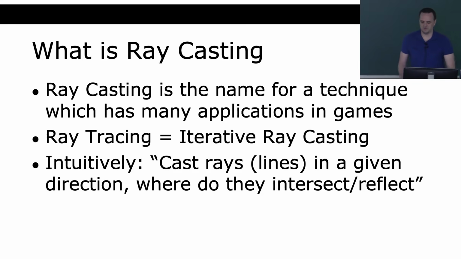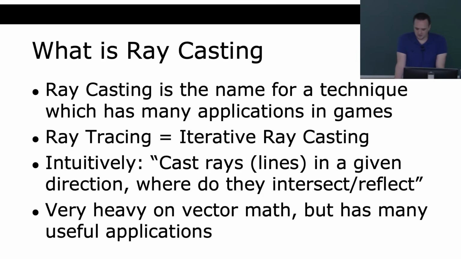So intuitively, ray casting is I'm going to cast some ray, meaning a straight line, in some direction. And where does that line intersect or reflect or bounce or have some sort of interesting interaction with the environment? That's the sort of thing that we do when we do raycasting. It's very heavy on the vector-based math, but it has many useful applications. And what we'll be doing in this lecture today is not any of those super complicated things.